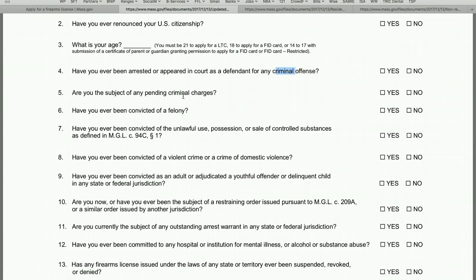All right, this is a big question that we get asked all the time. Have you ever been convicted of a felony? As it currently stands right now, being convicted of a felony is a lifetime ban.